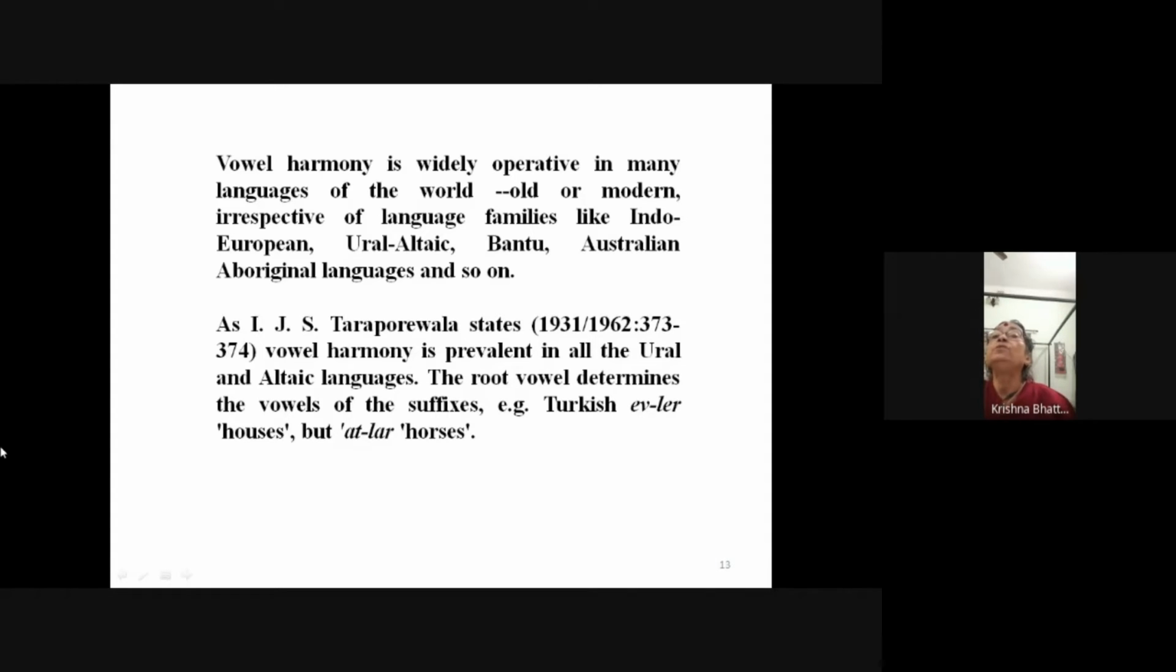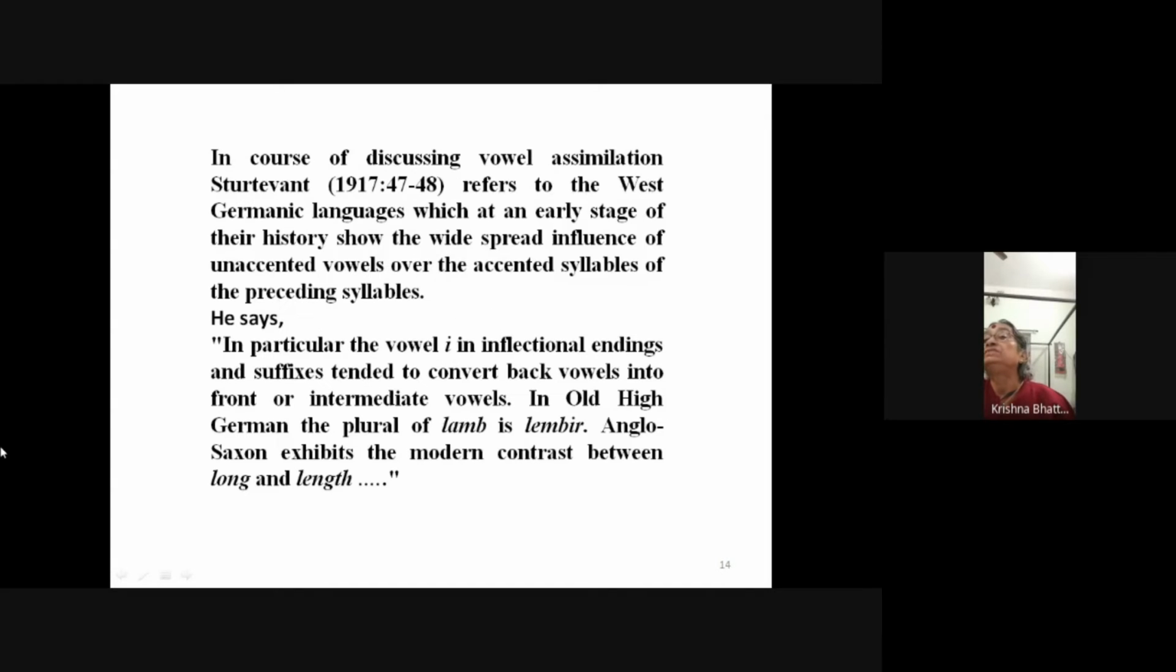Vowel harmony is widely operated in many languages of the world, old or modern, irrespective of language families like Indo-European, Ural-Altaic, Bantu, Australian Aboriginal languages, and so on. As I.J.S. Taraporewala states in 1931, vowel harmony is prevalent in all the Ural and Altaic languages. The root vowel determines the vowels of the suffixes. In Turkish, evler, houses, but atlar, horses. The vowel a determines the vowel of the suffixes.